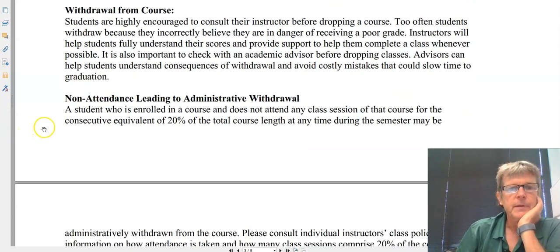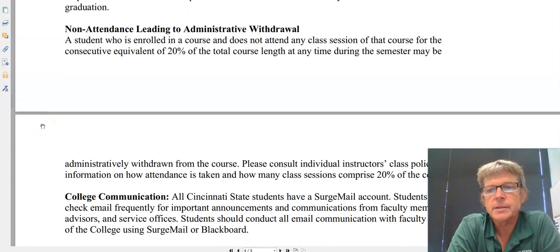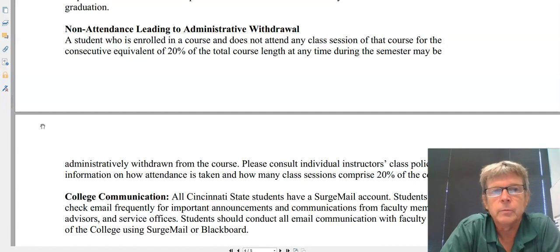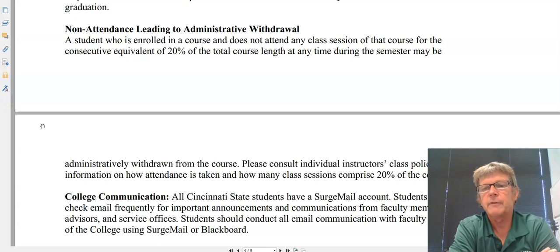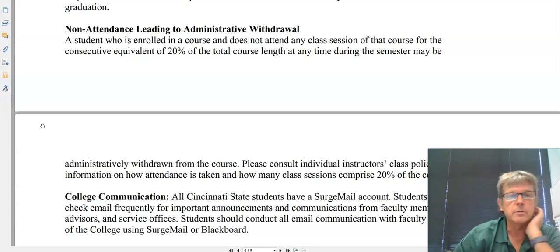Now, the other thing is non-attendance. If you miss 20% of a course online, that's Cincinnati State policy, and it's our policy too because we're the aviation department, you miss 20% of the course, that's a failure. You can be administratively withdrawn. We'll basically say you're done. So we've been real lax with that. Before I do this, I'll have a discussion with you, but you've got to keep up. You've got to find a place to fit this work in every week, and try not to get behind.